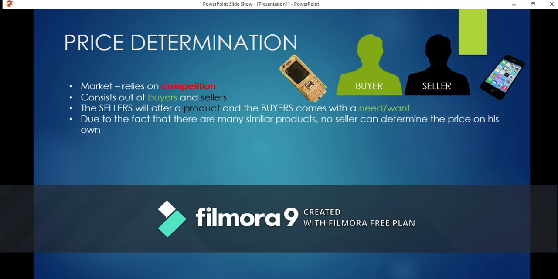Due to the fact that there are many similar products, no seller can determine the price on his own. Let's say in Jeffreys Bay, there's 5 cell phone shops. If there was one, we call it a monopoly. So that business owner can set the price whichever way he wants, because there's no competition. He would set the price very high, cover all his expenses and his profit, and he will make all of that. But now there's 5 companies bidding to get the same buyers, the same market. They want to make the same money, but they can't.